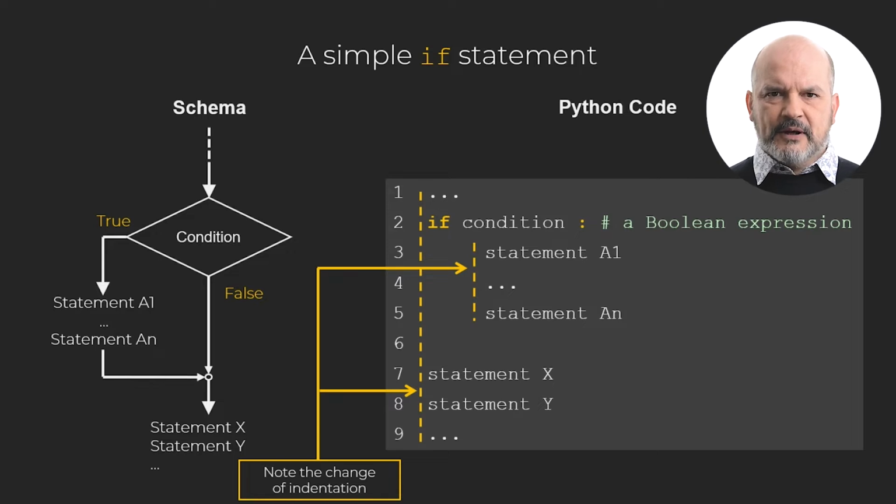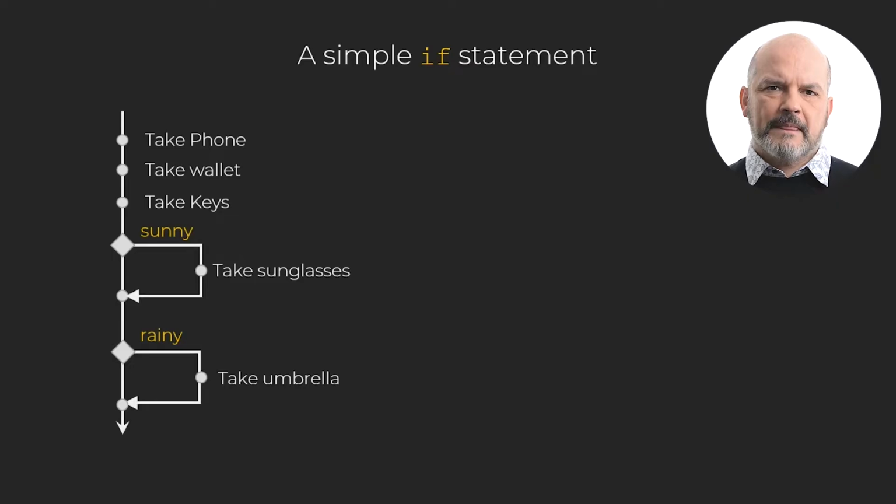The indented statements compose the body of the if structure. Statements like this are called compound statements. There are no limits on the number of statements that can appear in the body, but there must be at least one. Considering the schema shown on the left-hand side, we check if it is sunny or not, and depending on the evaluation of the condition, the person takes the sunglasses or not. This can be written in Python like this.